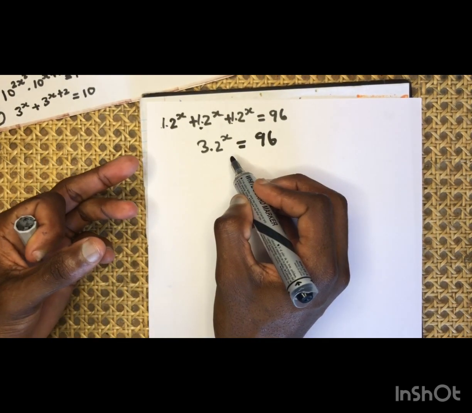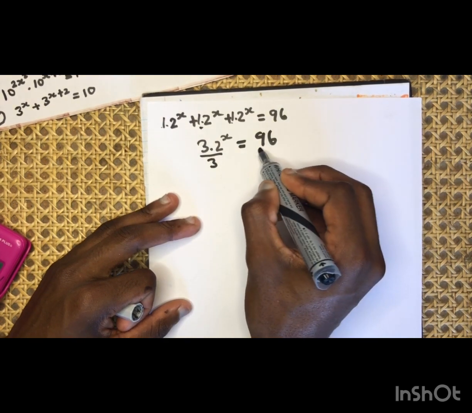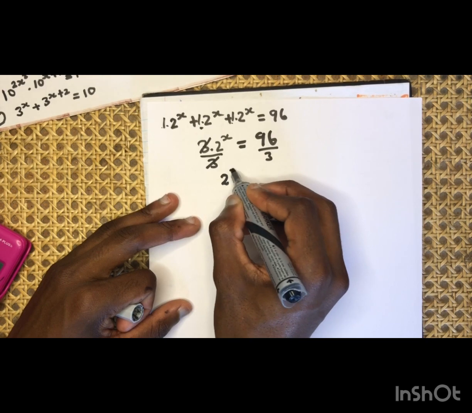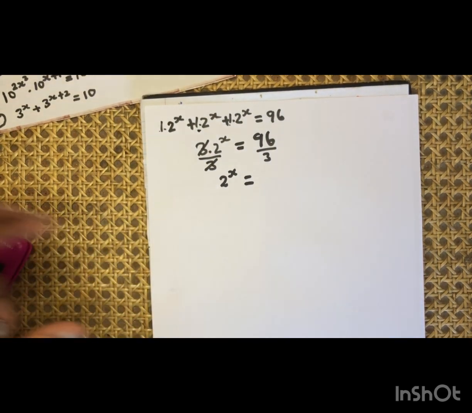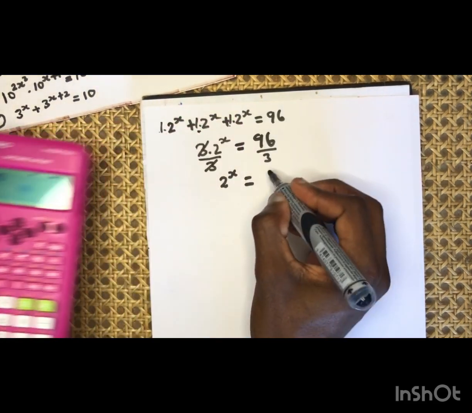So what must I do now? I have to get rid of this 3. I will divide by 3. Both sides divide by 3. So this 3 cancels out. So now I have 2 to the power x equals 96 divided by 3. What do we have? Yes, it's 32.